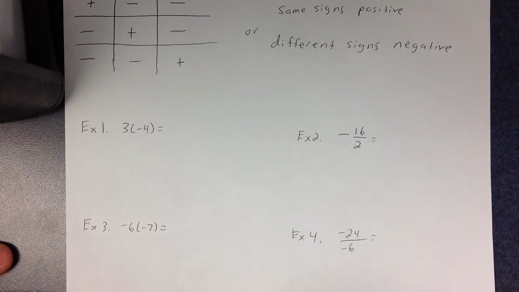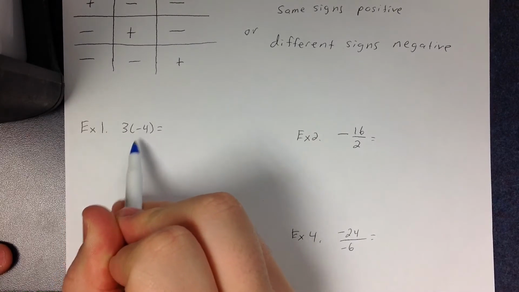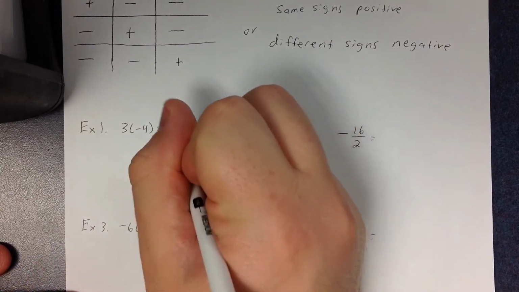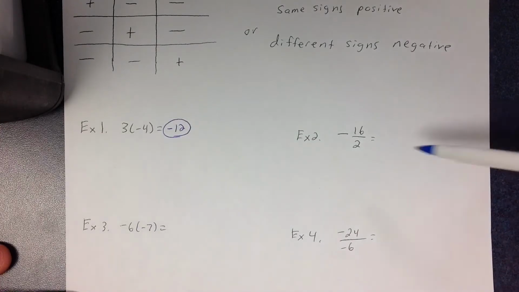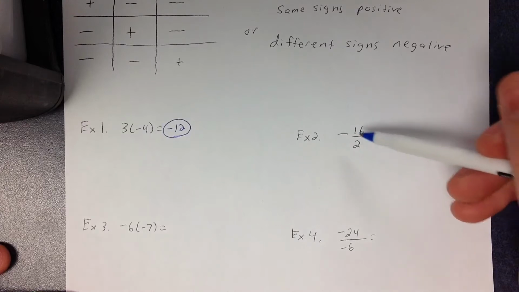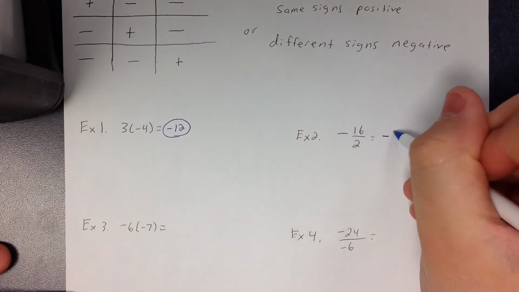So if we look at some examples. Number 1, 3 times negative 4. Signs are different, so I know when I multiply it's going to be a negative. 3 times 4 is 12. Example 2, negative 16 divided by 2. Again, signs are different, so it's a negative. 16 divided by 2 is 8.